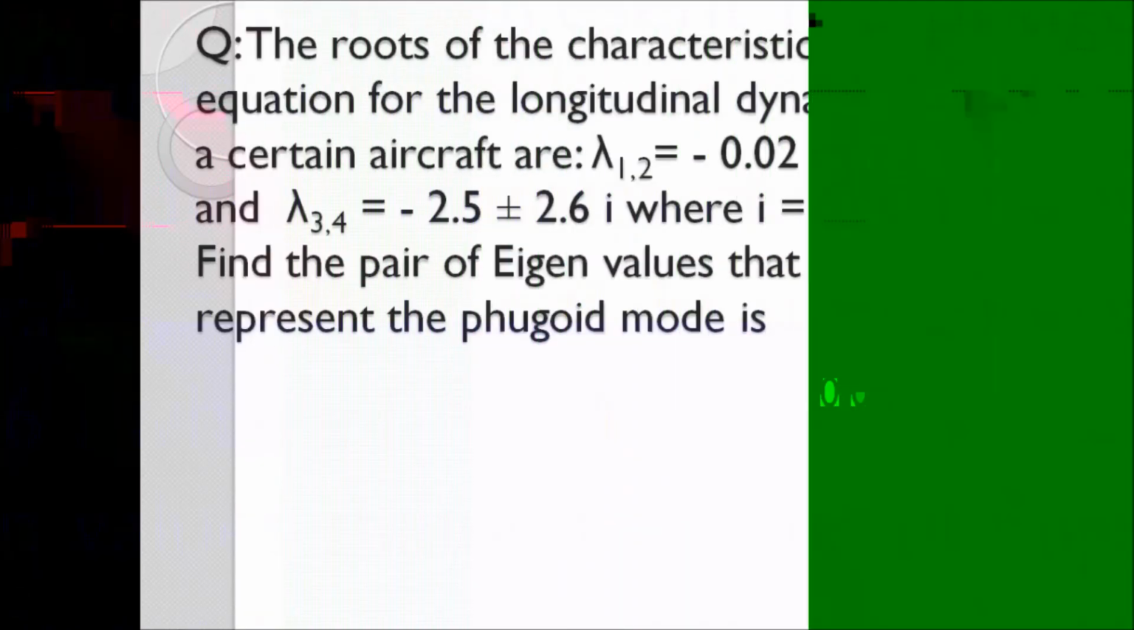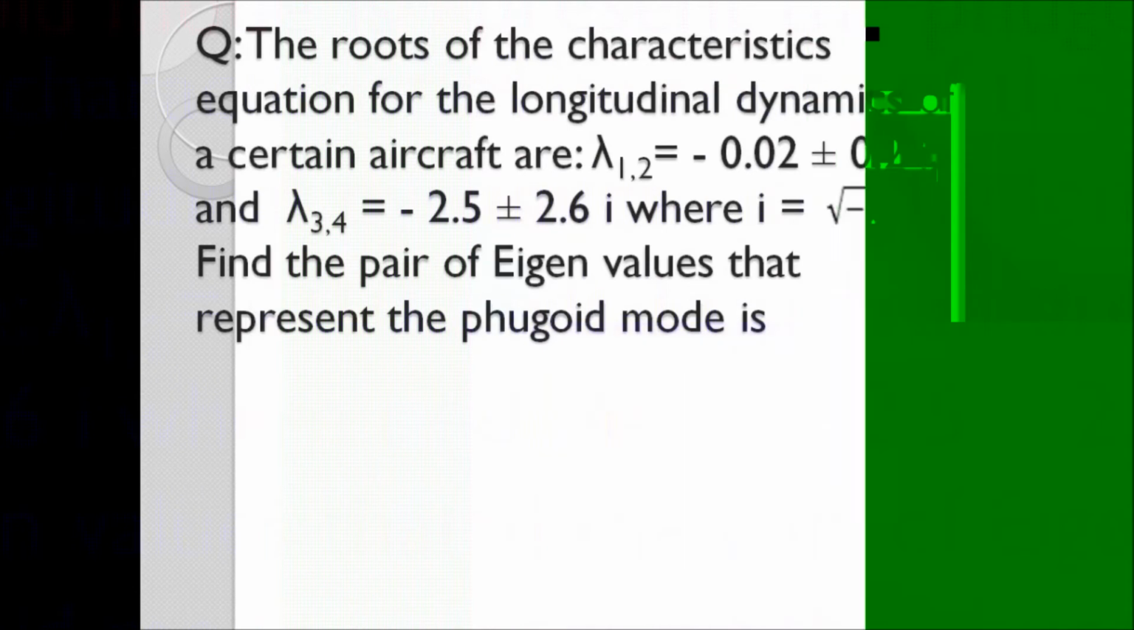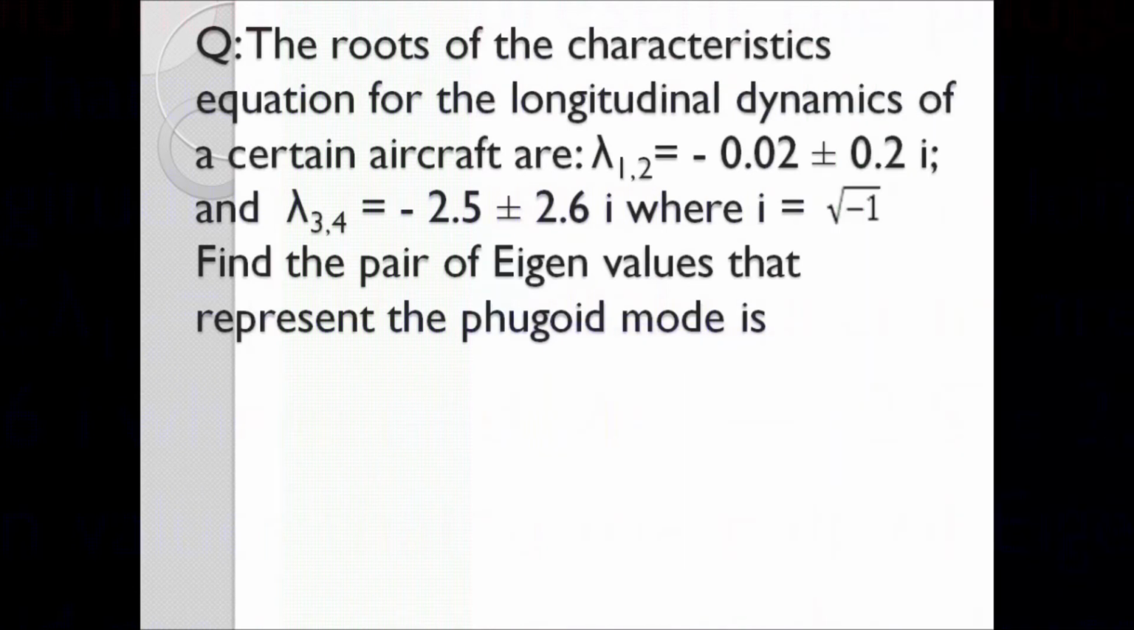Next question, the roots of the characteristic equation for the longitudinal dynamics of a certain aircraft are given. They have given two lambda values, lambda 1 2 and lambda 3 4, where i equals root over minus 1. The pair of eigenvalues that represents the Phugoid mode is.